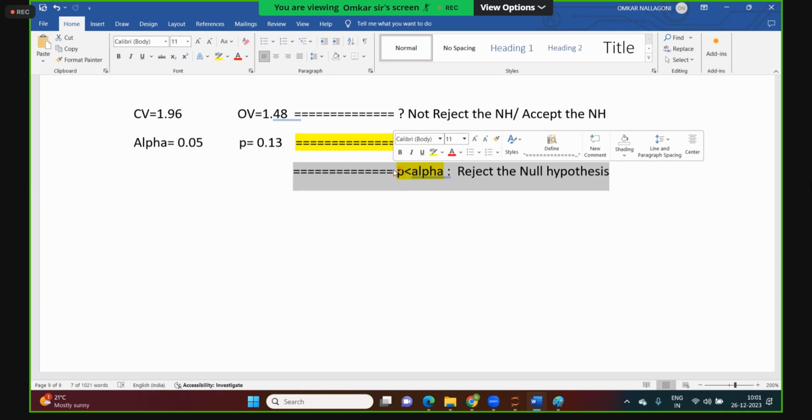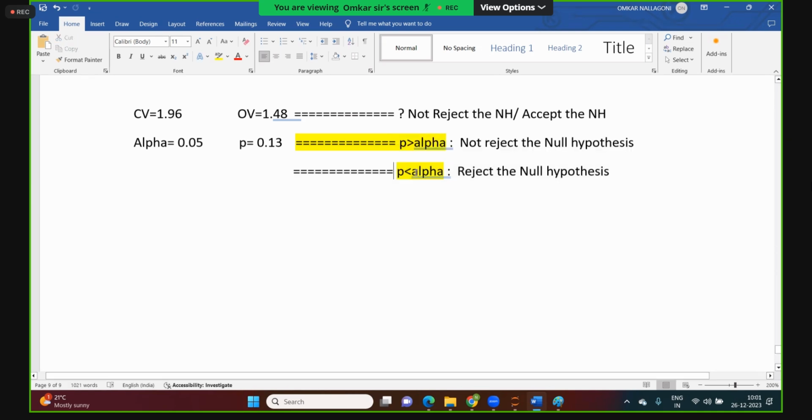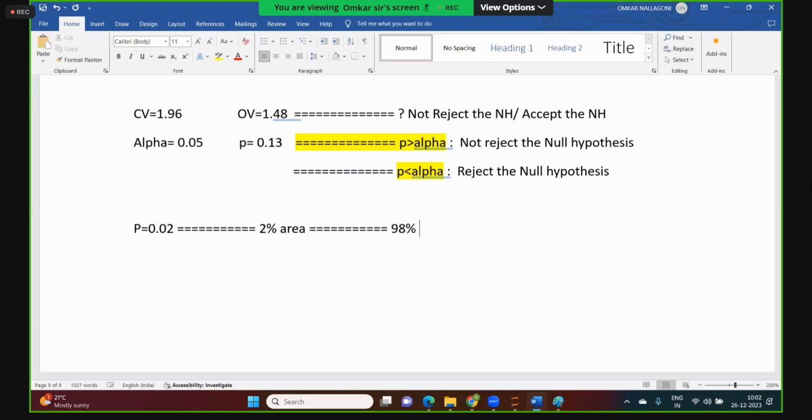But immediately you need to strike that our alpha is equal to the original assumption, but P less than alpha. P less than alpha means think like that. P is equal to 0.02. 0.02 means only 2% area is left. How much area did you get now? 98% area. In favor of whom? Alternative hypothesis. Then who will win? Alternative hypothesis wins. Who will be rejected? Null hypothesis will be rejected. Simple.